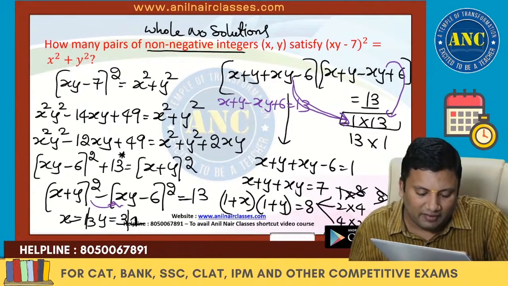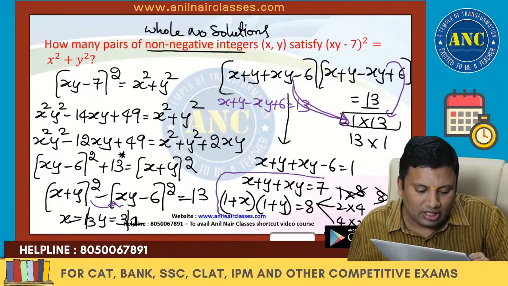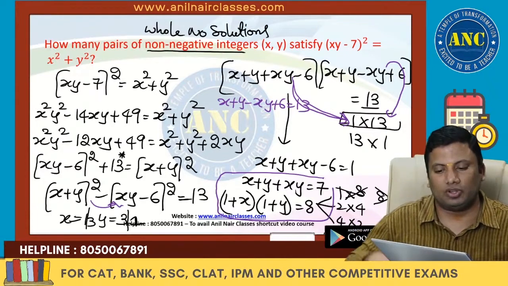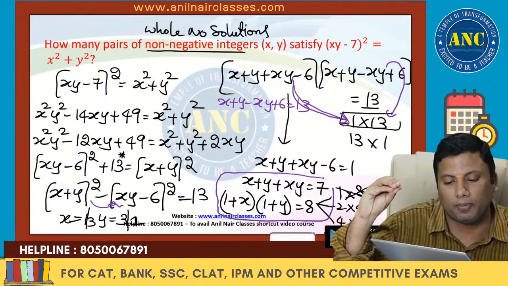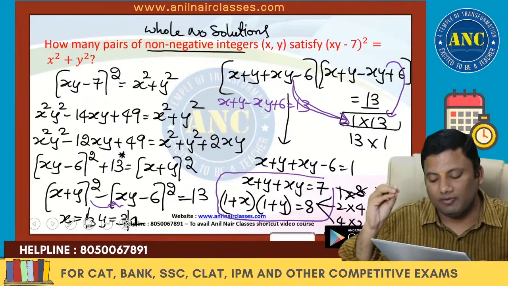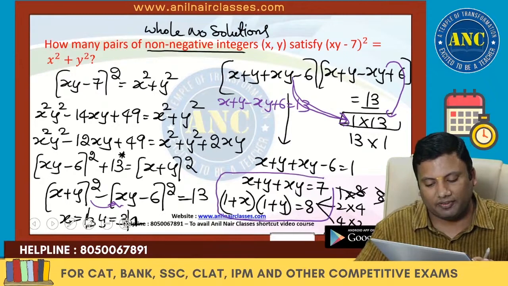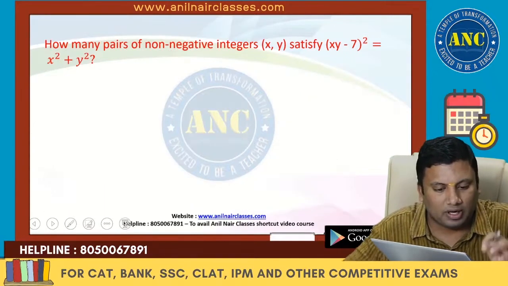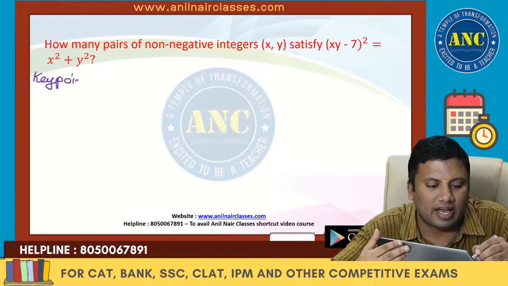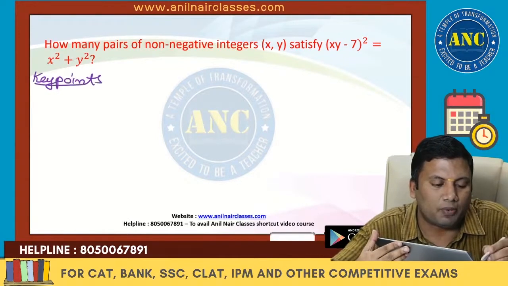For me, the very important step is this: adding 1 on both the sides. Please write down some important key points which will help you to get the answer fast. In this kind of questions, for you to get the answer fast, these key points will help you.